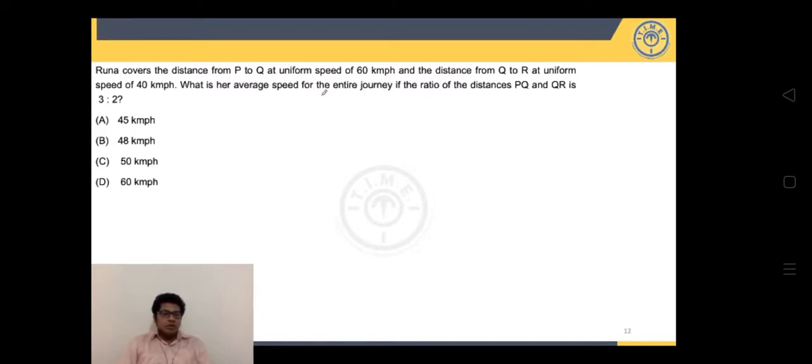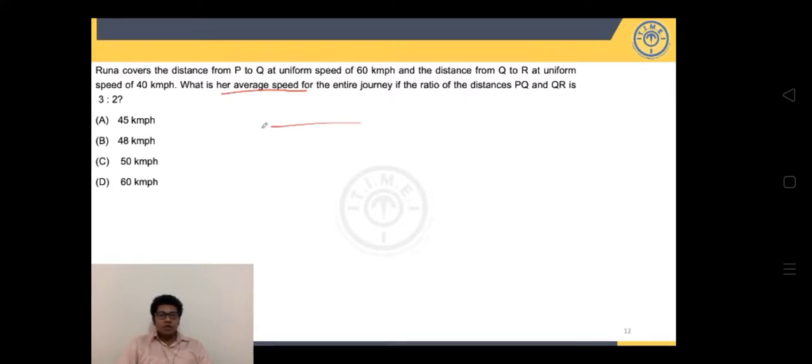So here we have a person Runa who covers a distance P to Q at a uniform speed of 60 and the distance Q to R at a uniform speed of 40. What is her average speed for the entire journey if the ratio of the distances PQ and QR is 3:2?